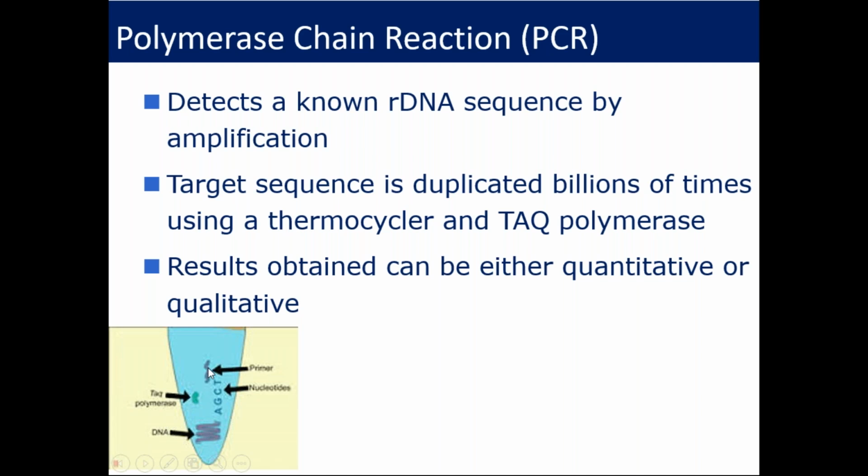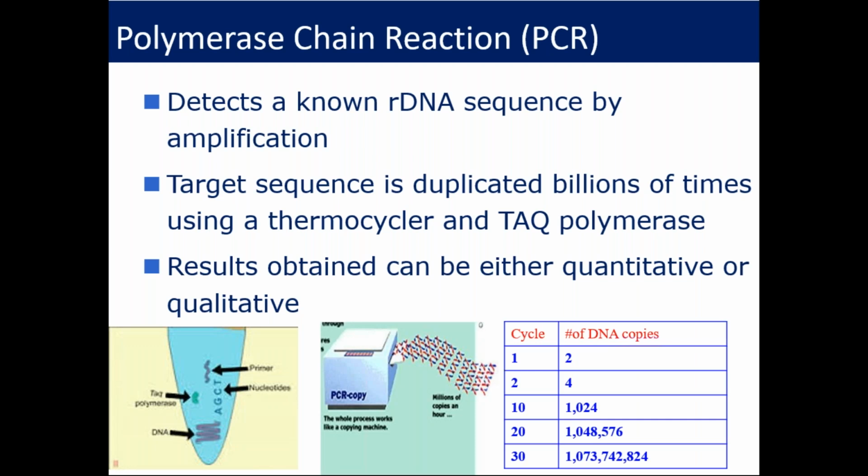What is required for a PCR reaction is the DNA that you have isolated. You need the forward and the reverse primer. You need the Taq polymerase, and you need the nucleotides. The basics of the polymerase chain reaction will be discussed in detail in a webinar in the future.